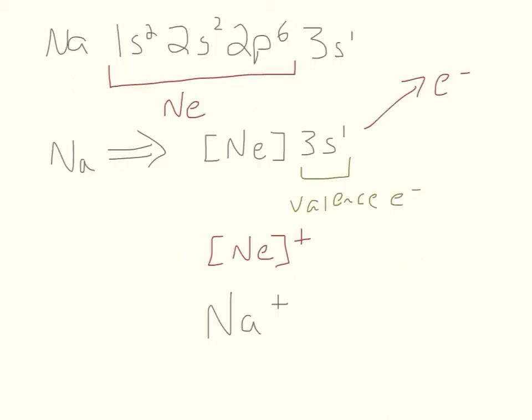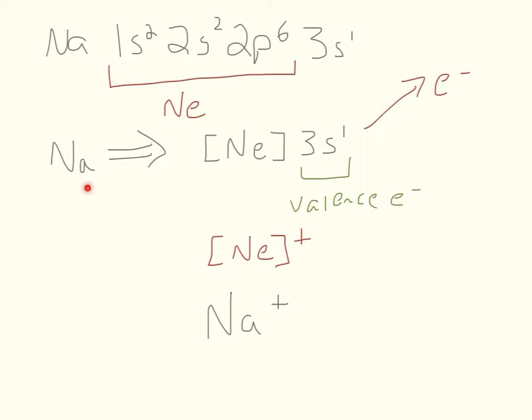Let's go through that again. We've got the electron configuration for sodium. This right here is the electron configuration for neon. So sodium's noble gas configuration is neon plus the valence electron. The valence electron will go away because sodium is unstable.